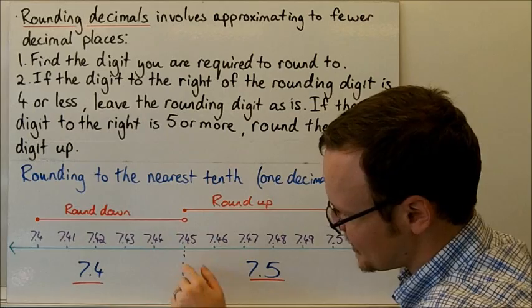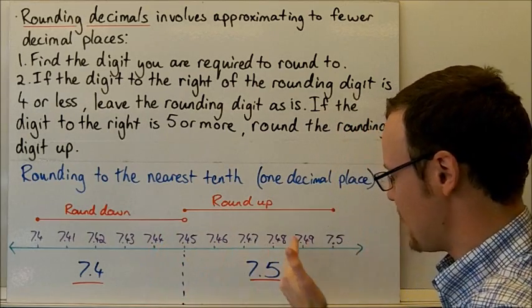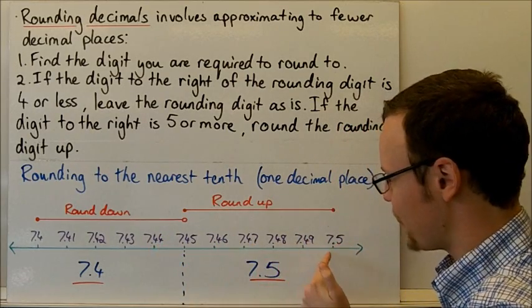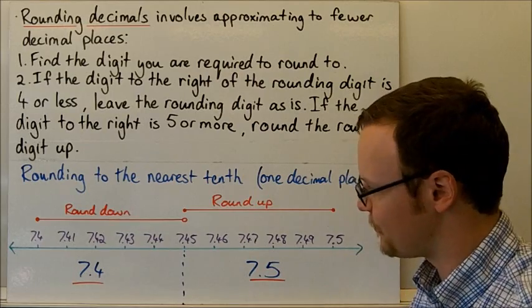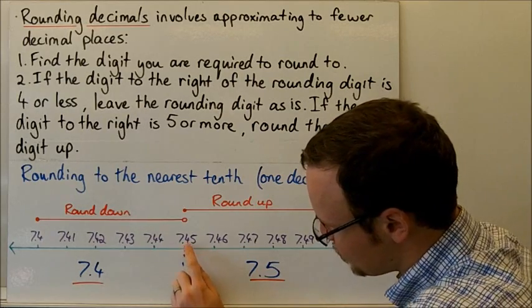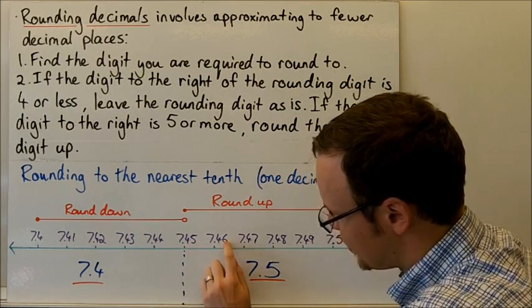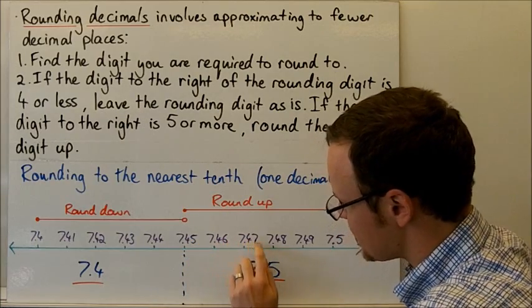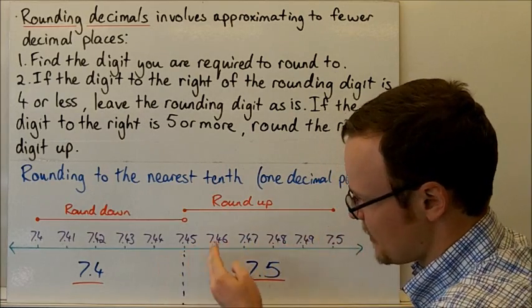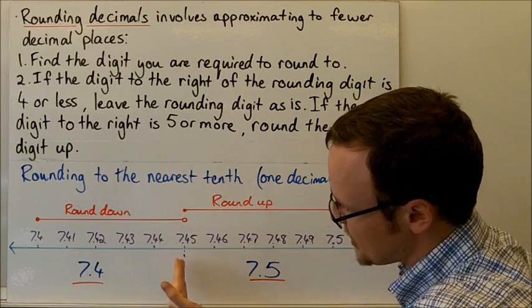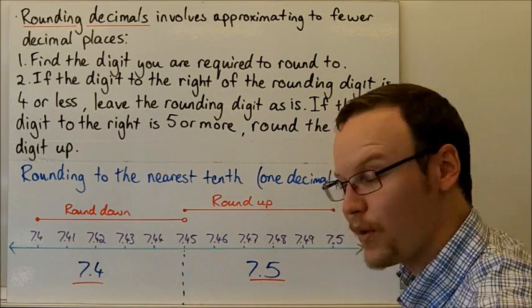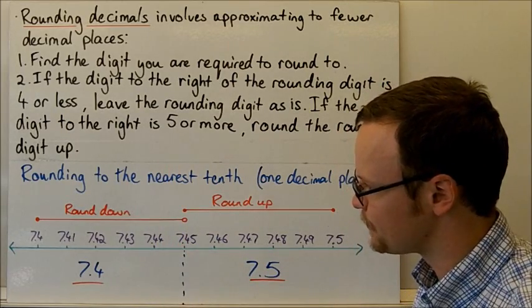Now, if we get exactly 7.45, then we round up. Anything higher than that, we round up to 7.5. So 7.4, and then the 5, if it's a 5, a 6, a 7, an 8 or a 9, then we round it up. And this is the cut-off point here. If it's 7.45, then we round up.